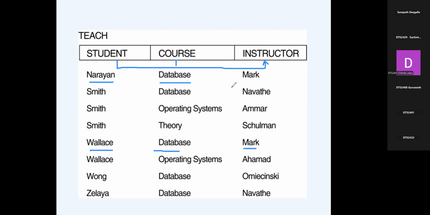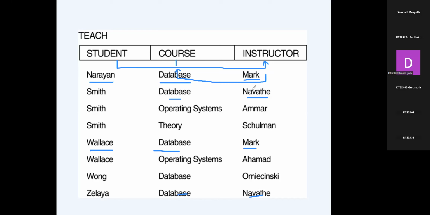On the other hand, if you look at the instructor, right, then you can determine the course. Notice if it is Marks, then Database, right? Navate, you have Database, right? So in this particular case, using this, we can determine the course.